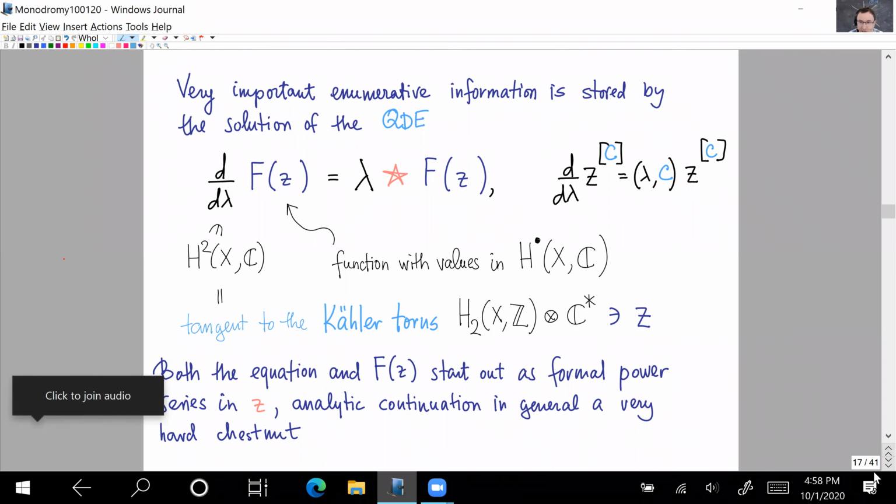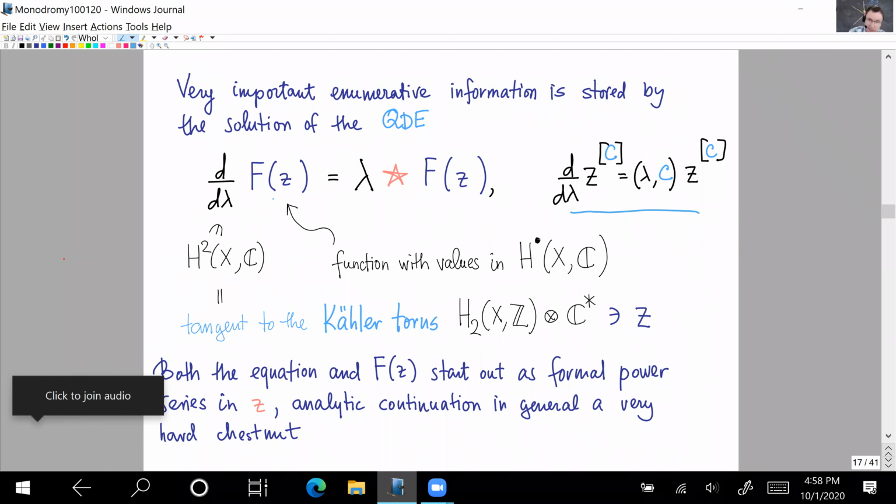And so if I want to differentiate my function in the direction of some particular homology class in H upper 2, what does it mean to differentiate? If I differentiate the monomial z to some power, some class of a curve, then down comes the factor, which is just the pairing of my homology class with the corresponding curve class.